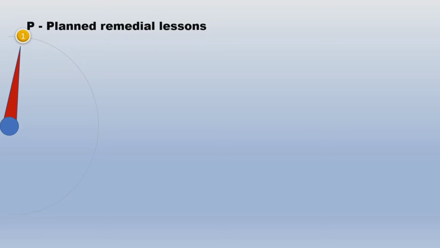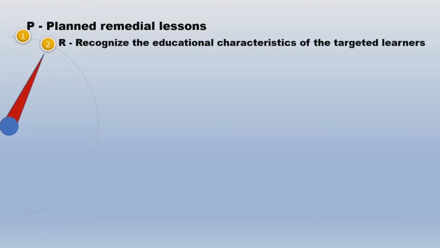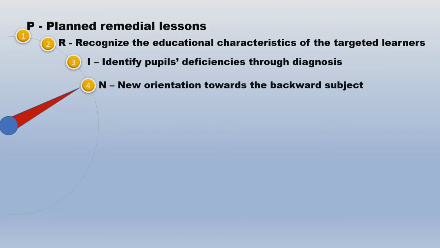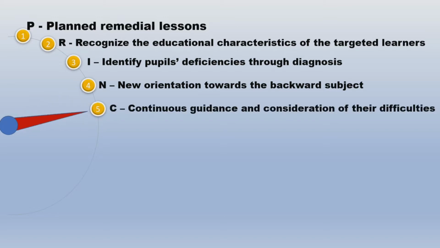P is for planned remedial lessons. R is to recognize the educational characteristics of the targeted learners. I is to identify pupils' deficiencies through diagnosis. N is for new orientation towards the backward subject. C is for continuous guidance and consideration of their difficulties.